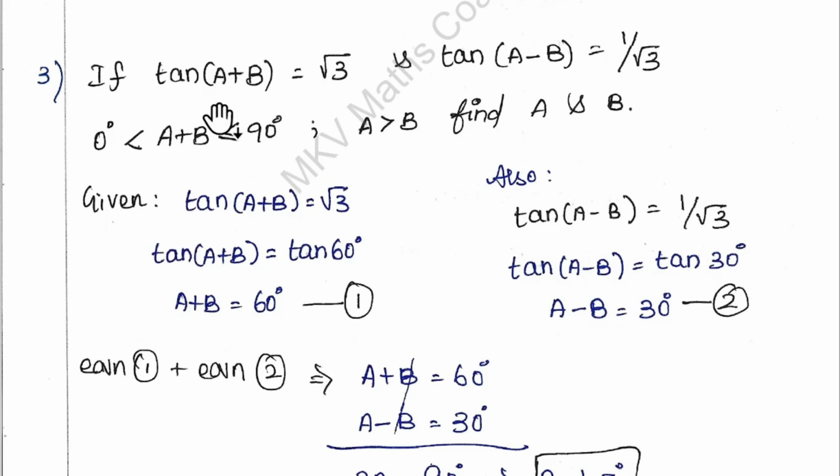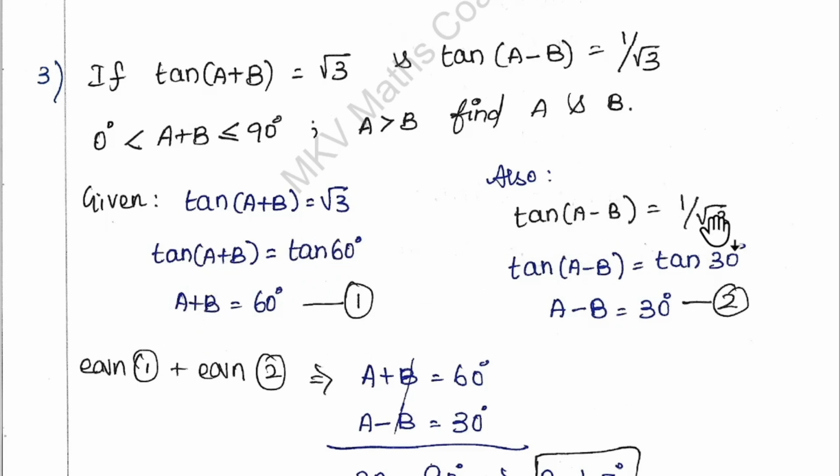Just take the statement, tan of a plus b is root 3. What is the root 3 value in the tan table? Since you have tan, you check this value with the tan table. Tan 60 is root 3. So you can cancel tan and tan, so a plus b will be 60 degree.